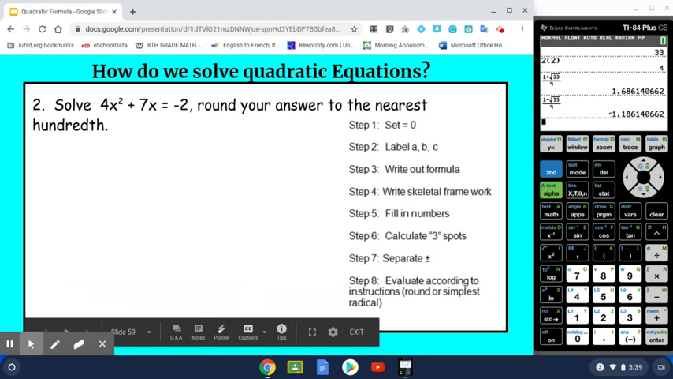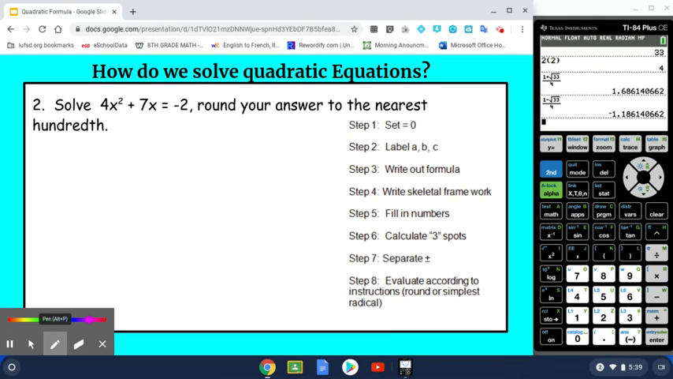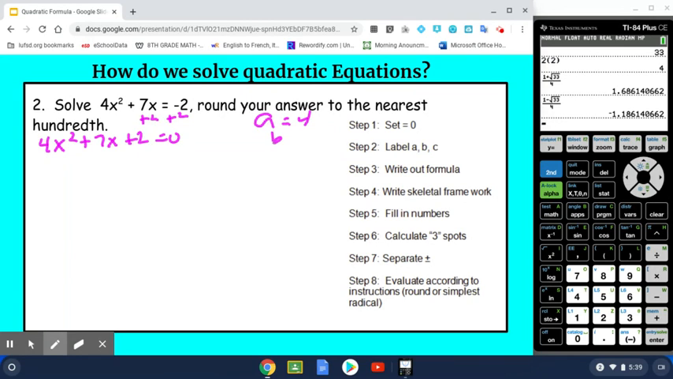Now on to number two. Number two, you just have to make sure you get it set equal to 0. So in order to do that, I need to add 2 to both sides. And I'm going to get 4x squared plus 7x plus 2 equals 0. Now what I have to do is label my A, B, and C. A is 4, B is 7, C is 2.